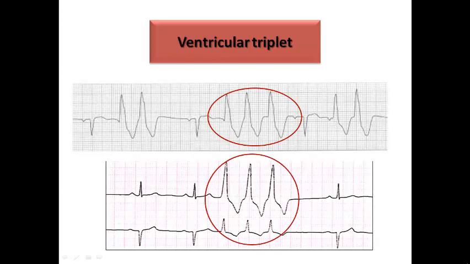Ventricular triplet means that I have 3 consecutive PVCs coming together, and then they are followed by a compensatory pause. Ventricular triplet is a very important terminology to understand because it would be relevant to us when we define ventricular tachycardia. So we can call this pattern a ventricular triplet.